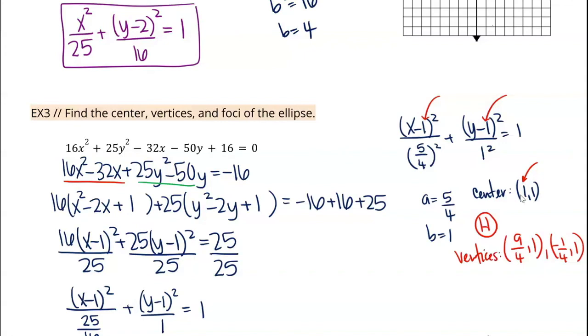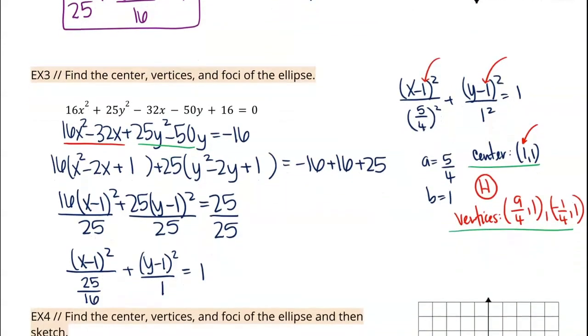Okay. Here's all the things that we want. They ask for the center, the vertices, and then the foci. So because I have the a and the b, we can figure out what the c value is. c squared is equal to a squared, which was 25/16, minus b squared, which was 1, but if I write that in terms of sixteenths, 25 minus 16 is 9. And therefore our c value is going to be the square root of that, so that'll be 3/4.